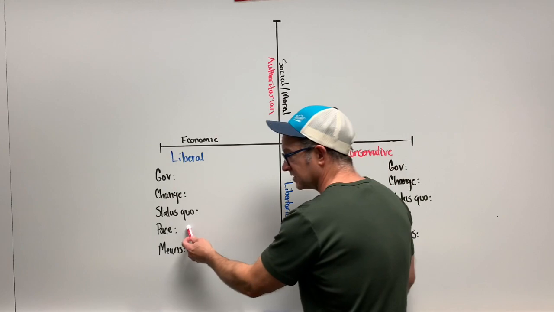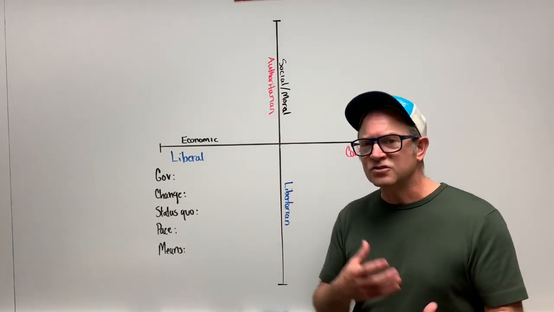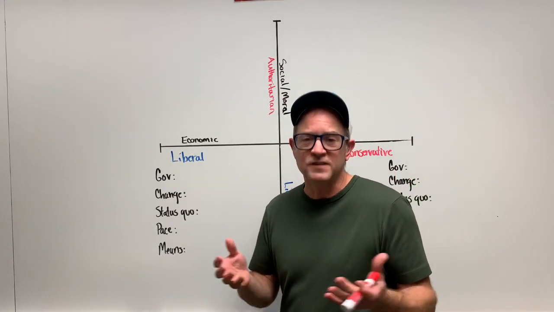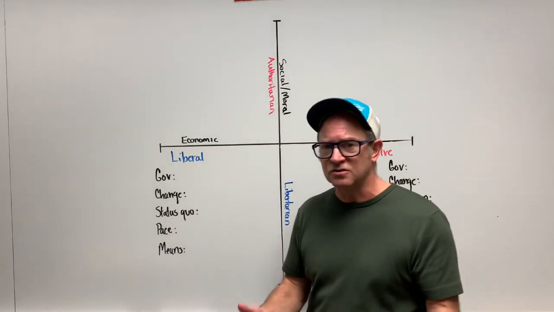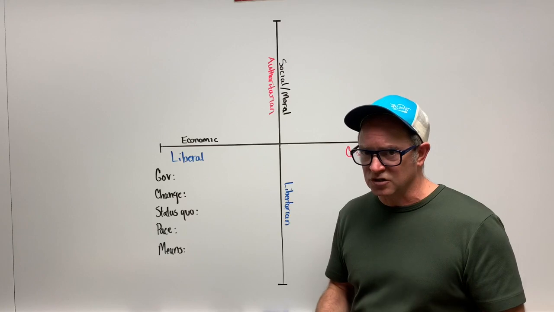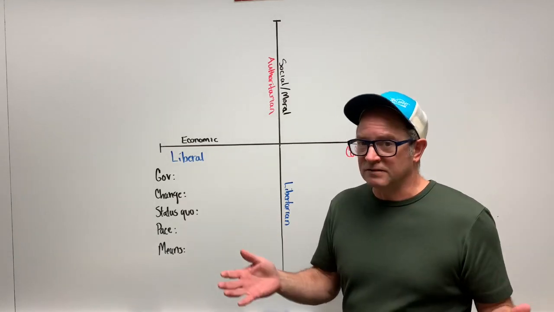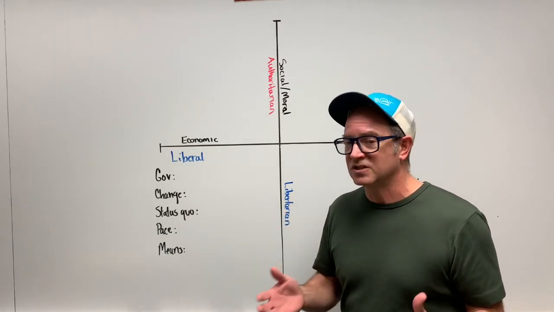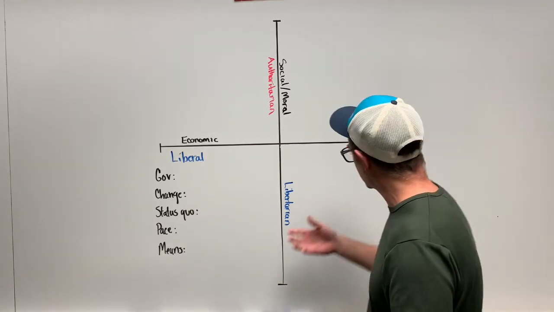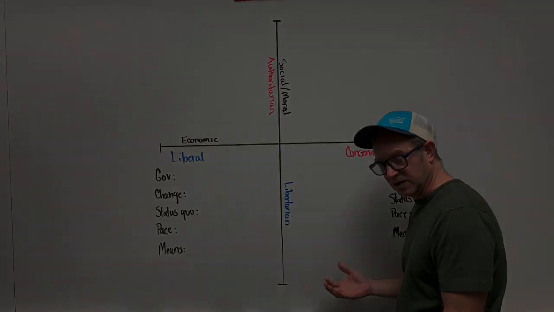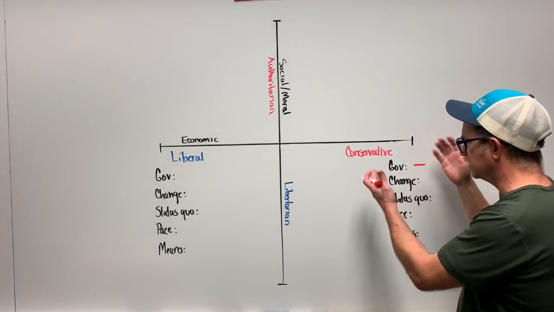And then pace. By pace, it's how fast do they want the change to occur if they like the change. And then means. What means are they willing to use to see that change, or that opposite of change, that preservation of the status quo? What means are they willing to use to see that happen? All right, let's start with conservative over here.